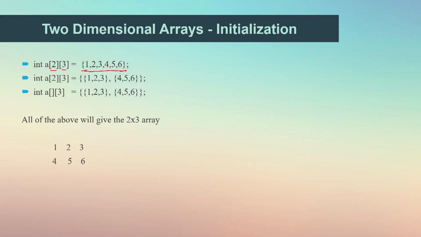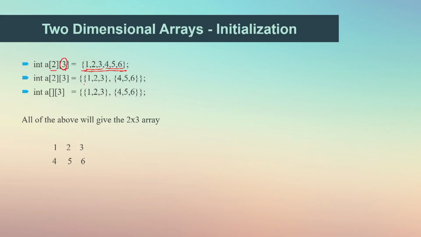So, in the first row it can have the column values 1, 2, 3 because the column size is 3, and in the second row it can have column values 4, 5 and 6. So, the same initialization process can be done in a better way for user friendliness, using double curly braces like this.